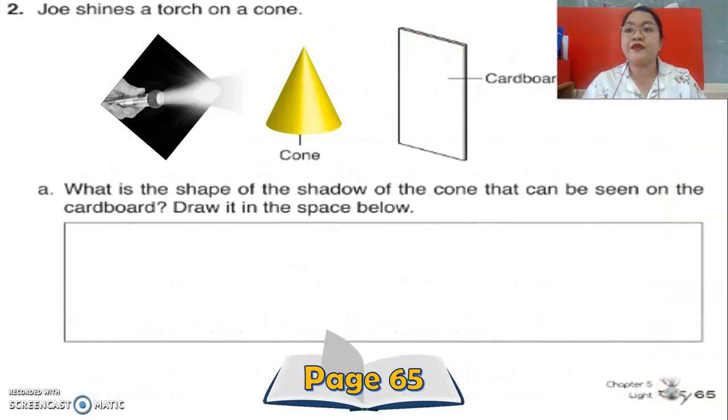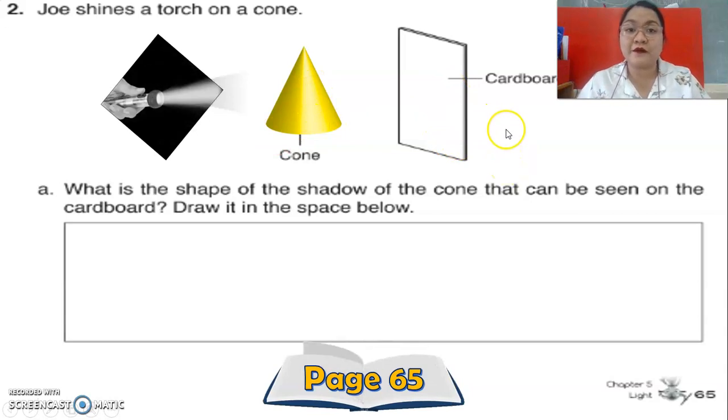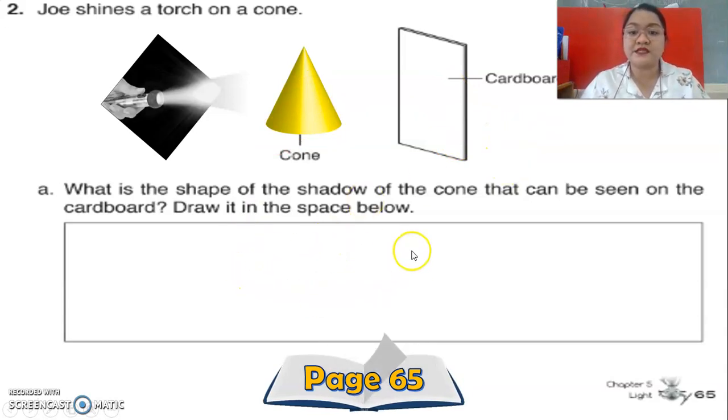So, we have here, Joe shines a torch on a cone. So, we have a torch, a cone, and a cardboard. You're going to draw what will be the shape of the shadow of a cone. If we have the light, the object, and our screen, what do you think will be the shape of each shadow? Okay, draw it on the space below.